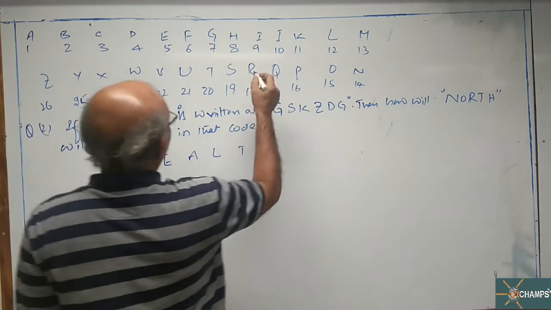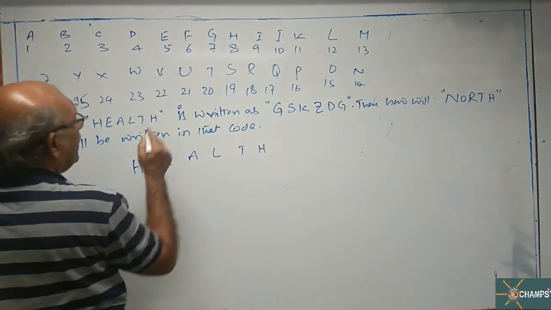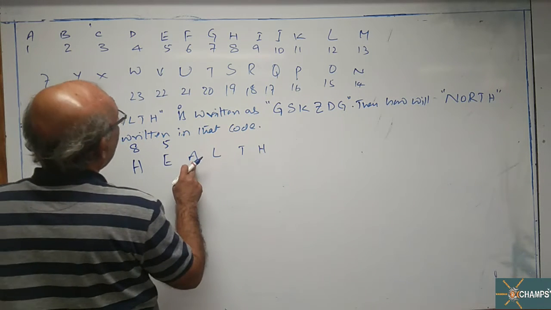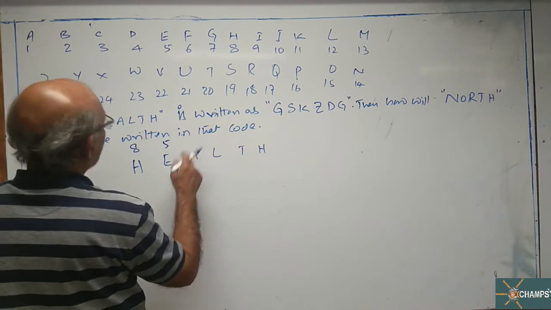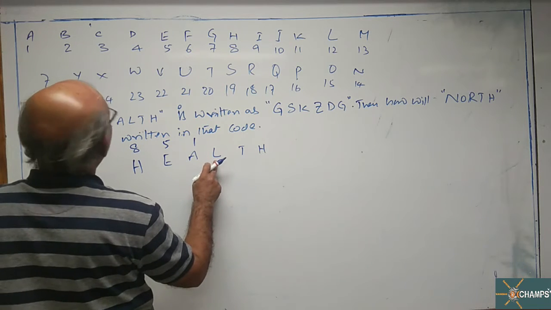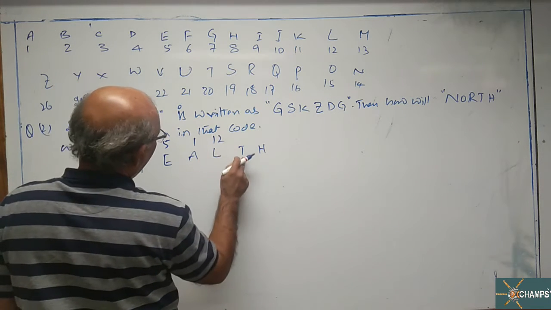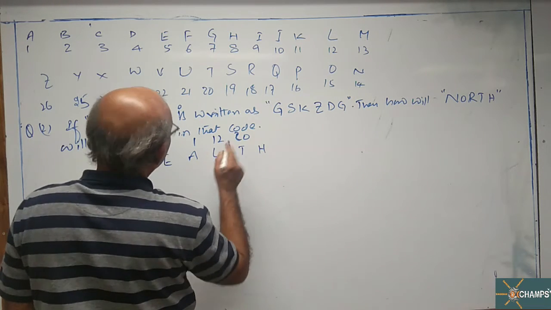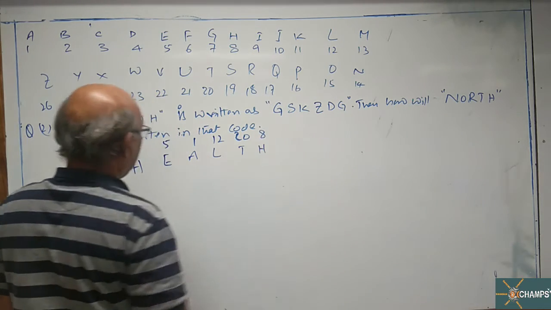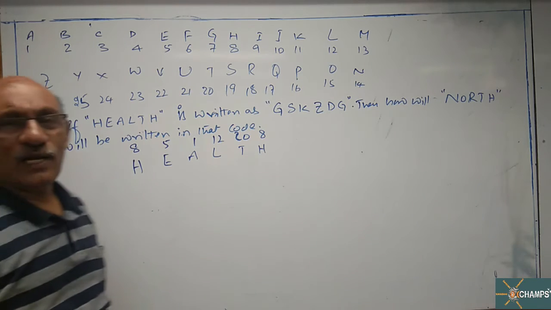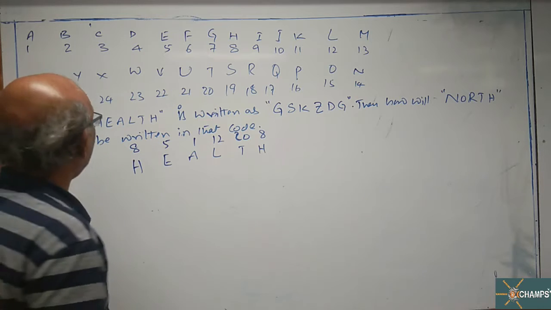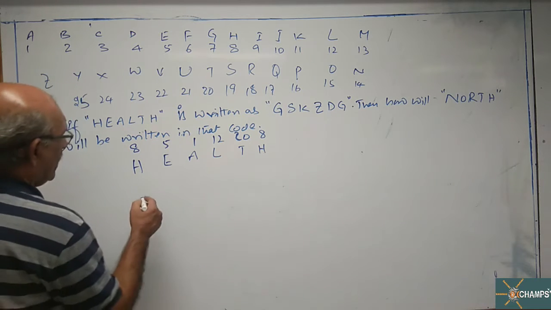What is the numerical assigned for H? 8. For E, it is 5. For A, it is 1. For L, it is 12. For T, it is 20. And for H, it is 8. Numericals are assigned, just to get any clue how to decode this one. Now write the word how it is written.